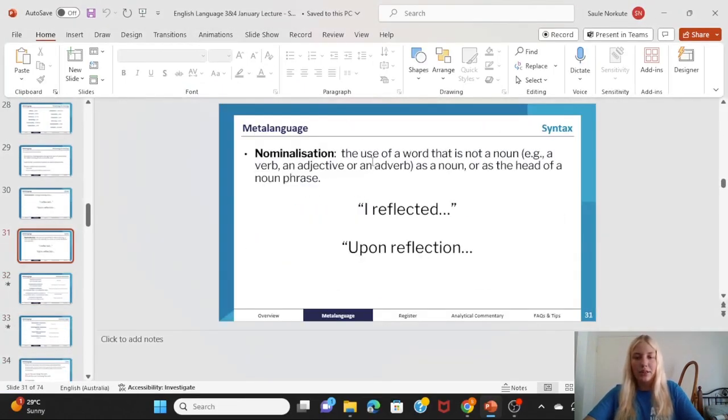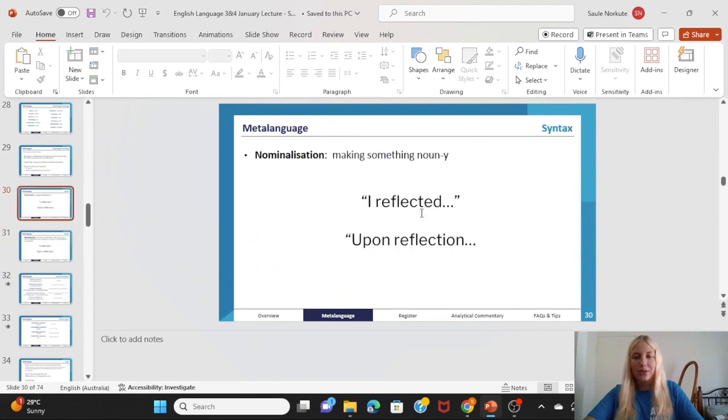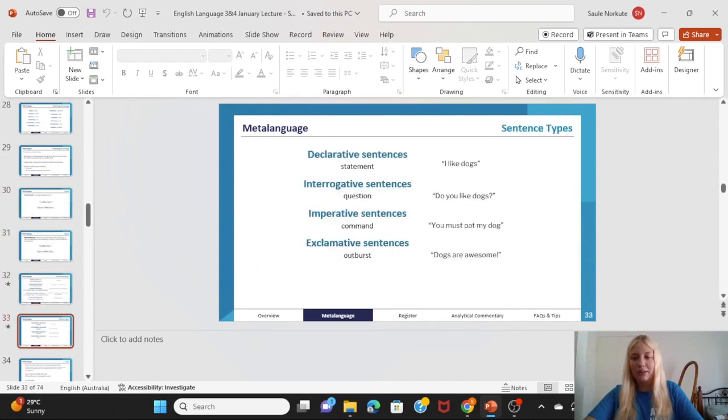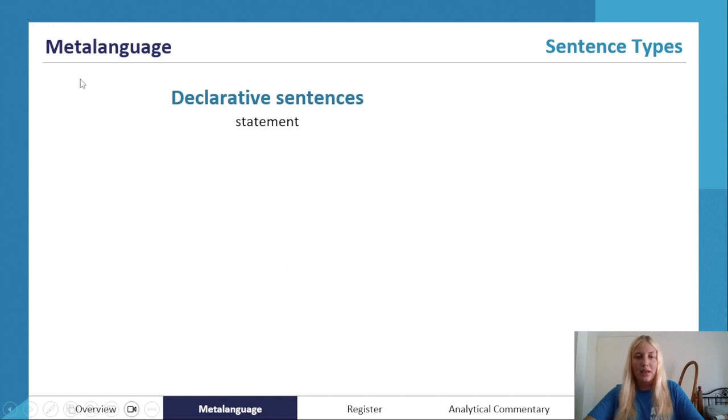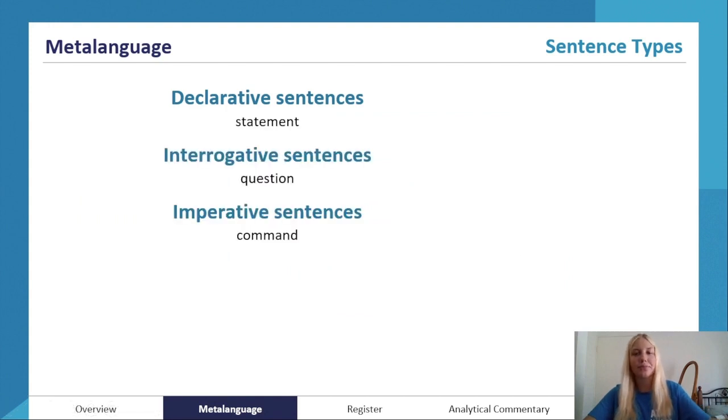Oh, sorry. I just realized it's going to get stuck on making each thing pop up. We'll look at sentence types, not to be confused with sentence structures. Okay.